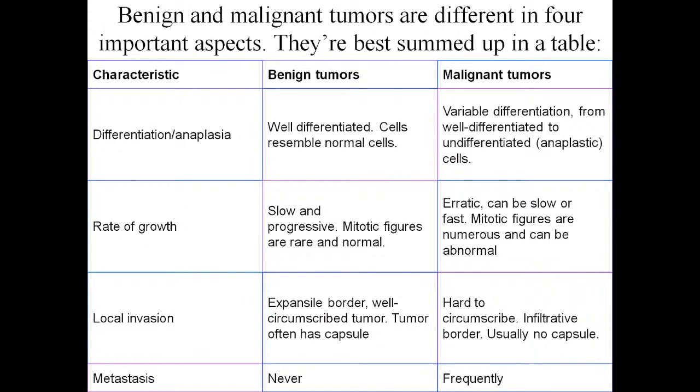What is the difference between benign and malignant tumors? There are four differences, and in this table you can see them. The first criterion is differentiation of the cells. Benign tumors have well differentiated cells that resemble normal cells, but malignant tumors have variable differentiation, from well differentiated to undifferentiated anaplastic cells.